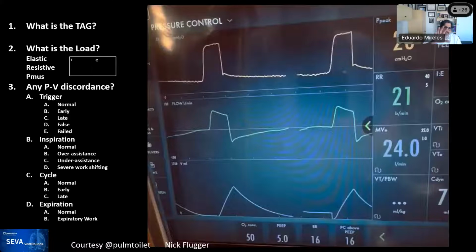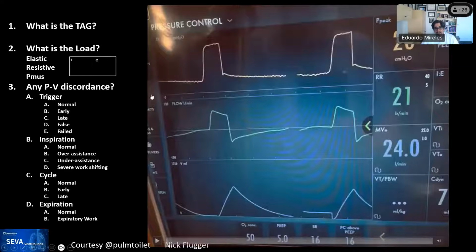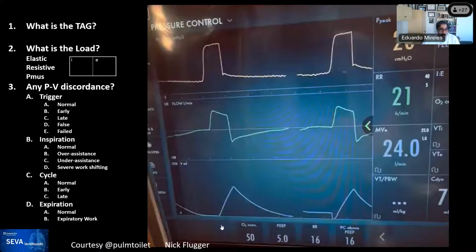I have taken screenshots so that we can analyze them later, but in general, we're going to analyze, as we usually do, going through the tag, the load, and then the PV discordance. And now, because this is a sequence, you will have to come to terms on what you're seeing, and that's more related to the reality. So now that I have said it, let's show it. Moment of truth.